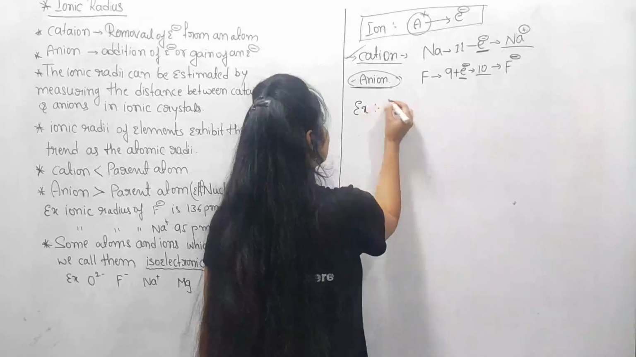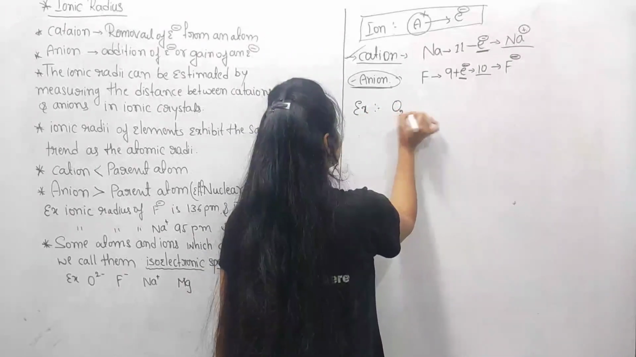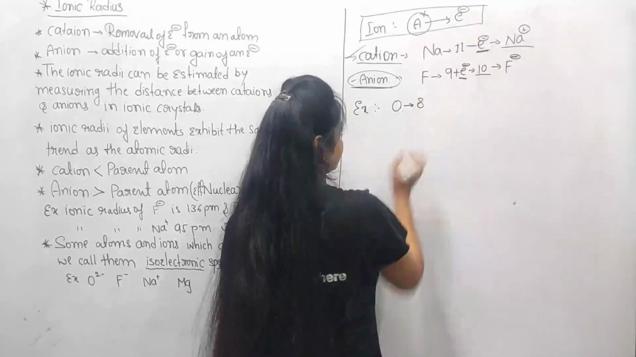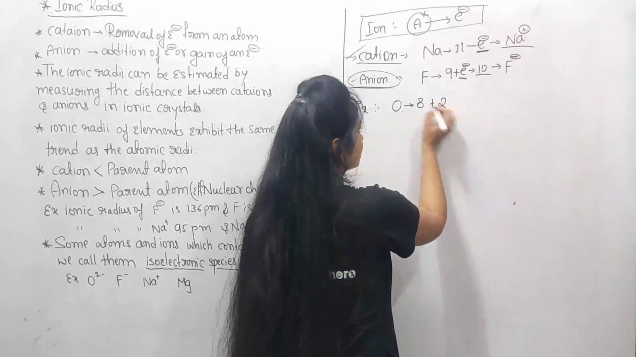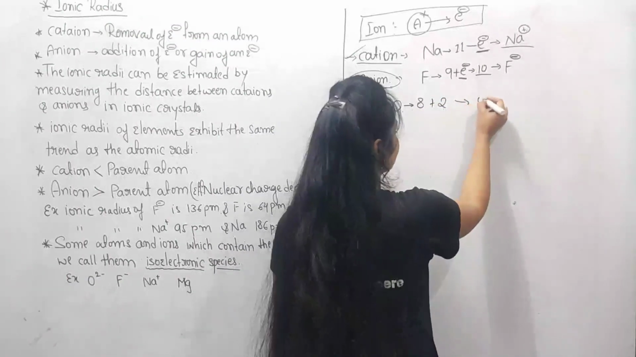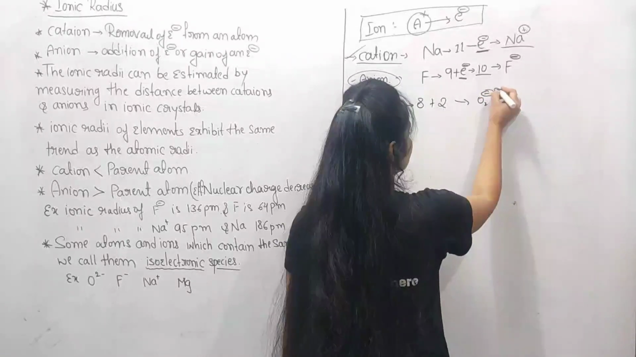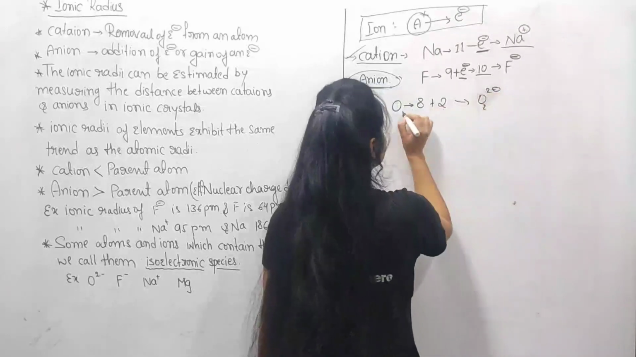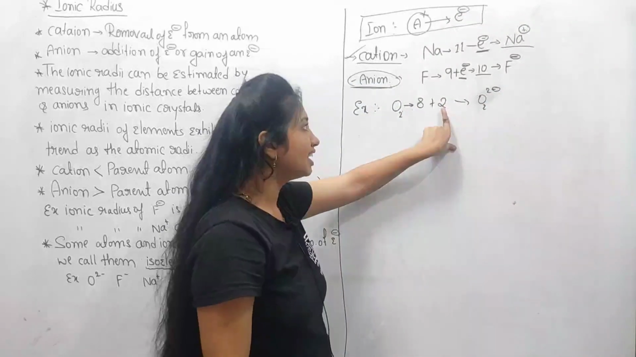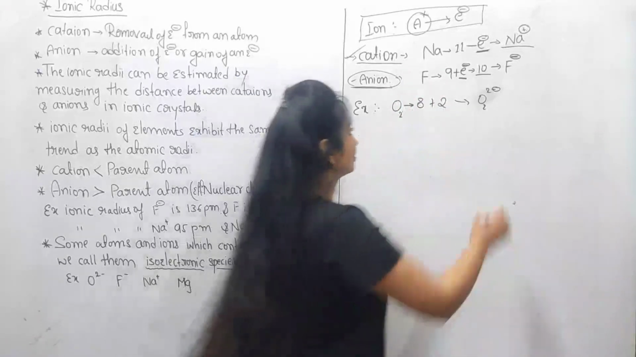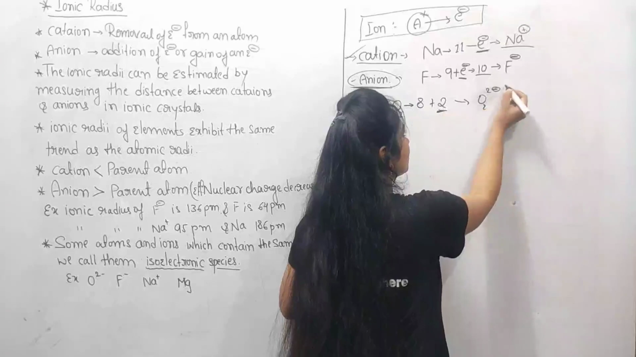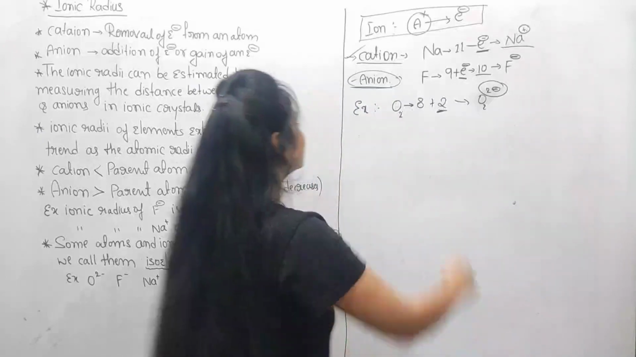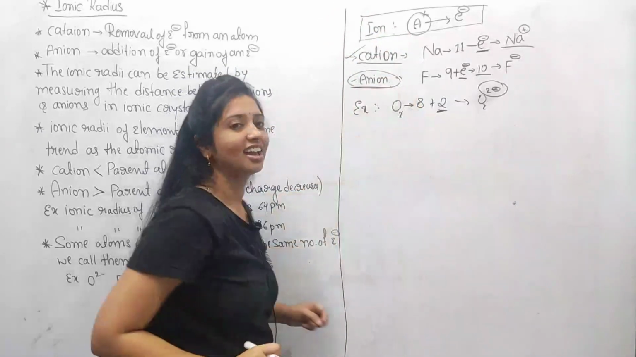Another example is that the atomic number of an oxygen atom is 8. If you add 2 electrons to this atom, then what happens? It becomes O2 minus. How many electrons do you add to this oxygen atom? 2 electrons. So I write it as O2 minus. So this is about the ion, cation and anion.